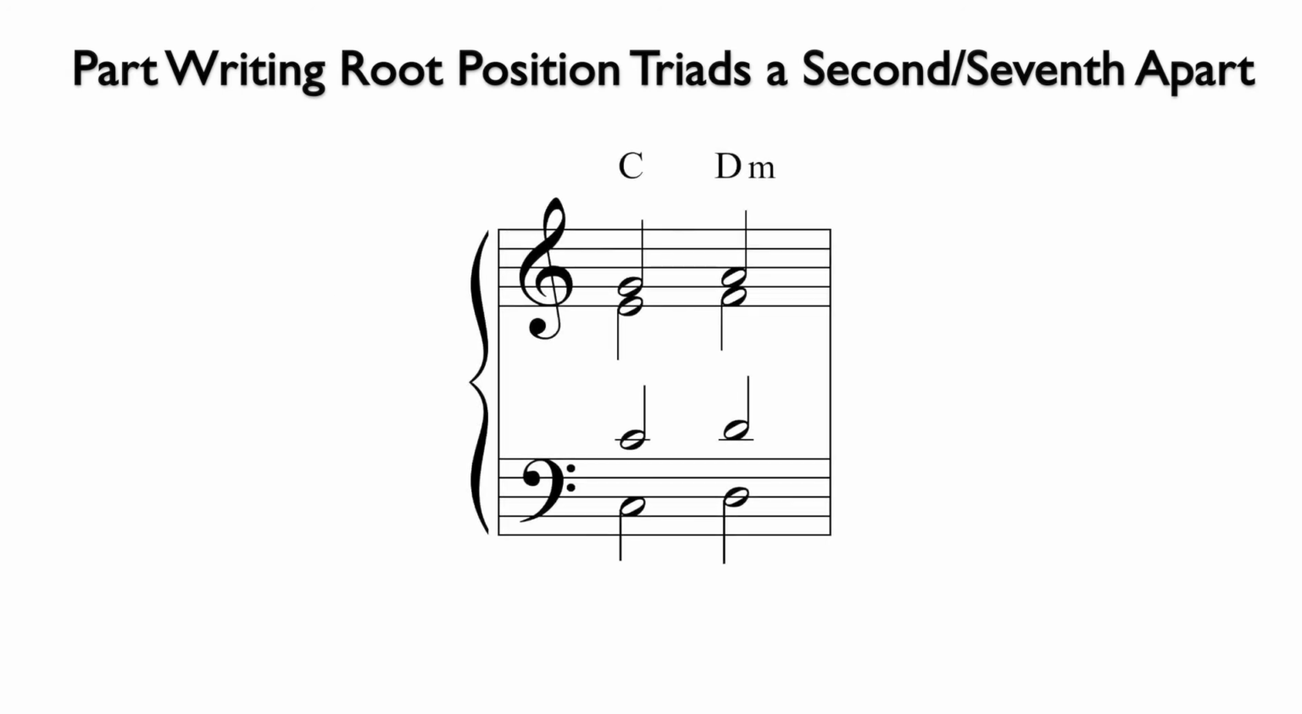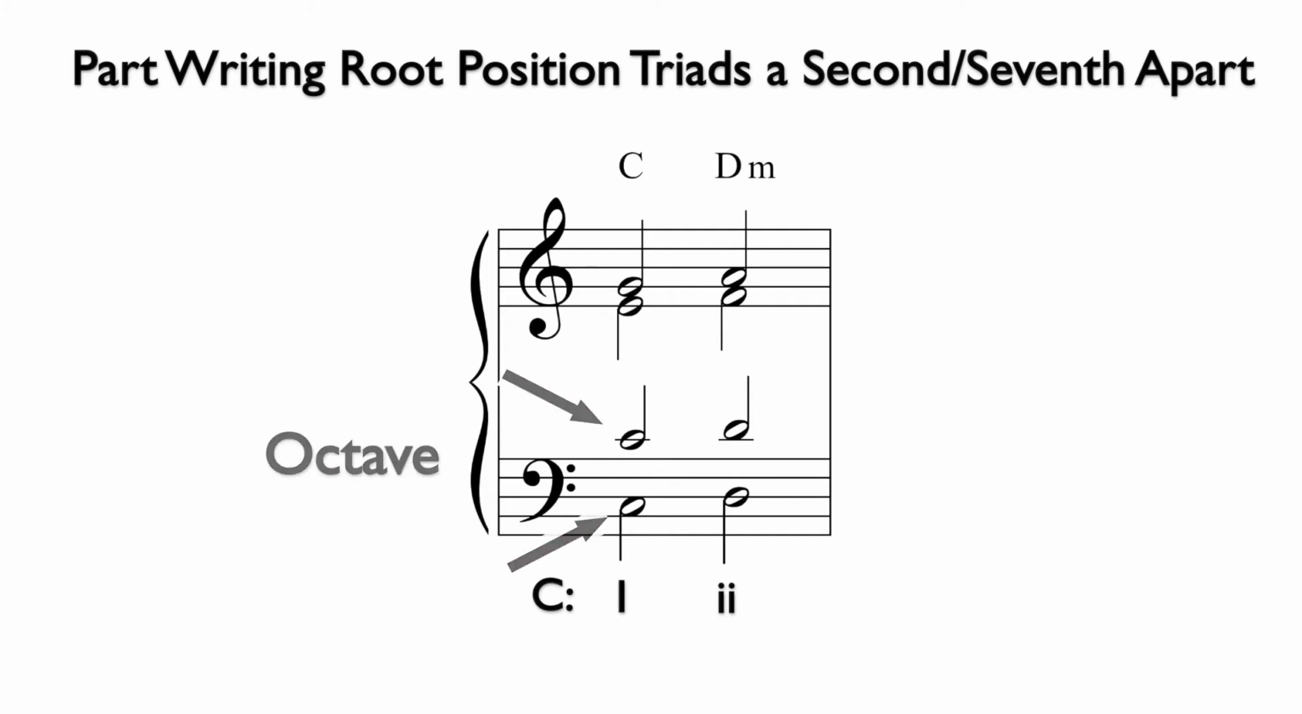Here is a C chord moving to a D minor chord. They are analyzed as 1 to 2 in the key of C. This example presents a common mistake that is made when voicing chords that are a second/seventh apart. Notice that all of the voices are moving in the same direction, up. If we look closely at pairs of voices, we can see that the C in the bass and the C in the tenor make an octave.